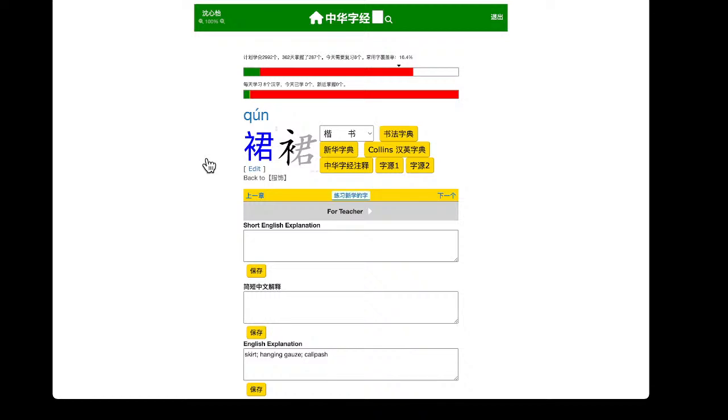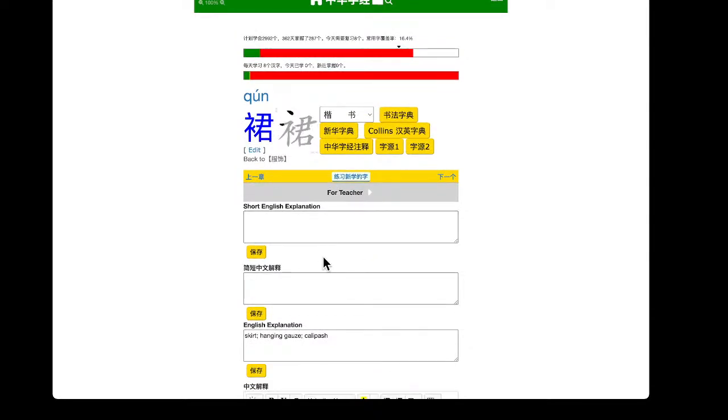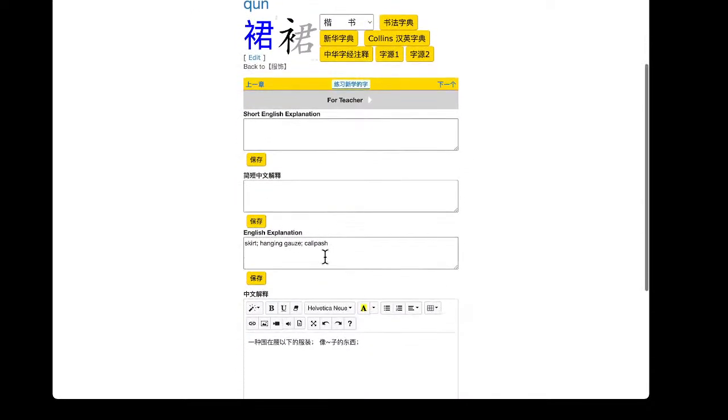Okay, let's start today's lesson. Today we're going to start a new unit called the clothes section. So the first character is Qun. Qun is skirt. Okay, skirt.